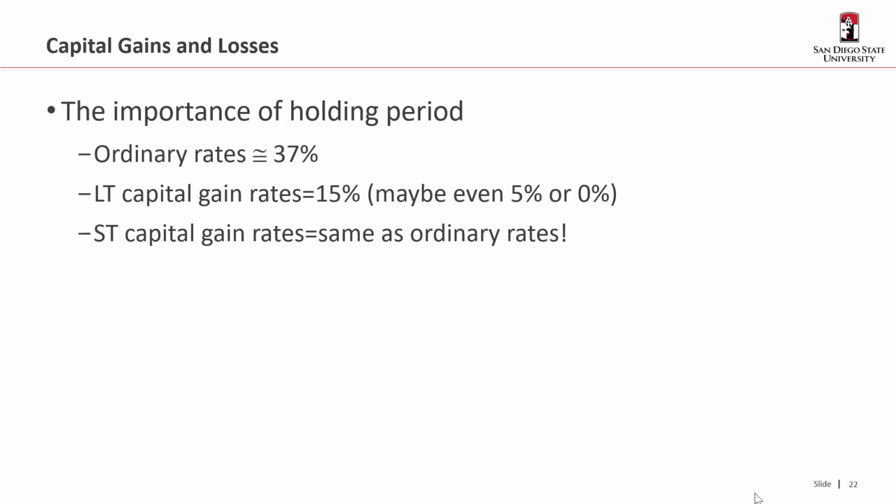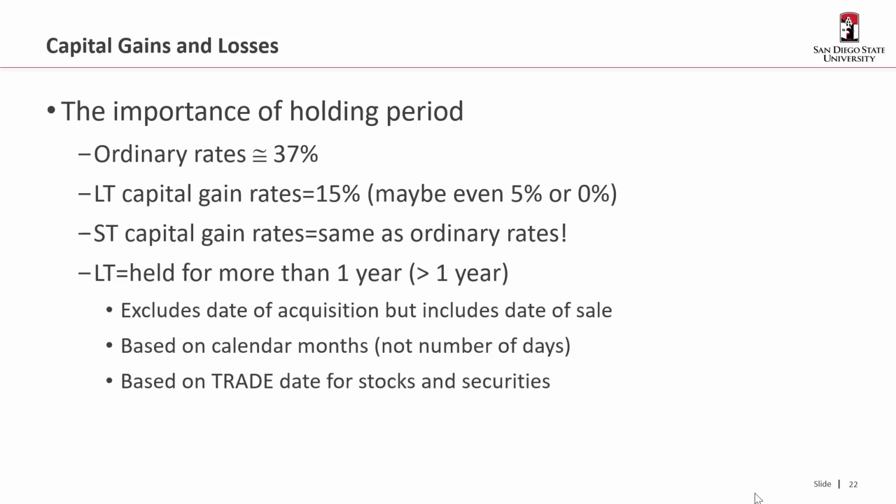This also raises the importance of holding period as part of our tax planning. If we assume ordinary rates are somewhere around 37% and long-term capital gain rates are 15%, short-term capital gain rates are taxed the same as ordinary rates. So you can see that the long-term treatment gets a substantial preference over short-term treatment.